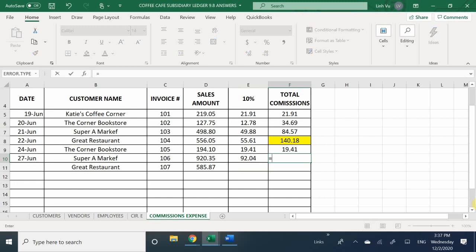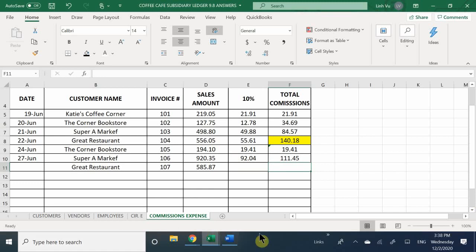Super, back. All right, so doing the new amount with the 19.41 plus the 92.04, he's got a new total of $111.45. Okay, and we will take that out of there.